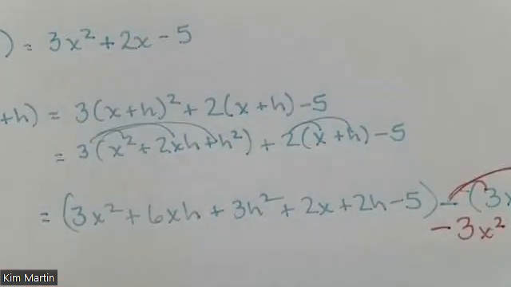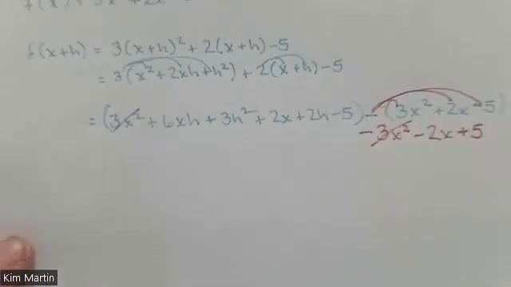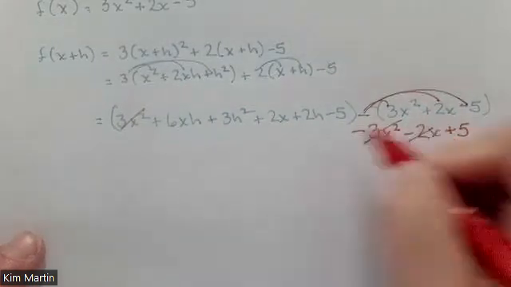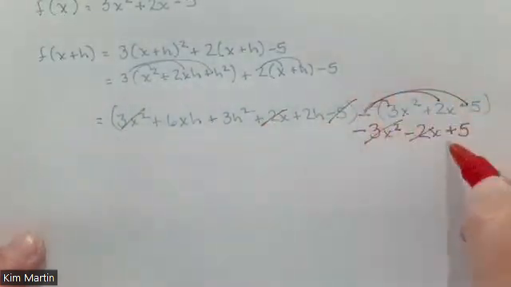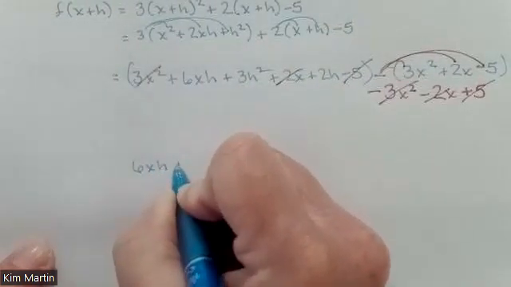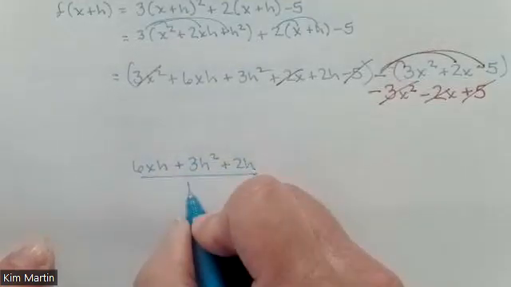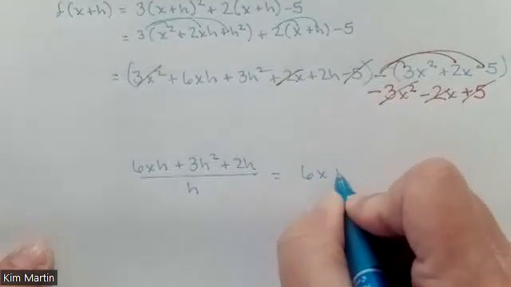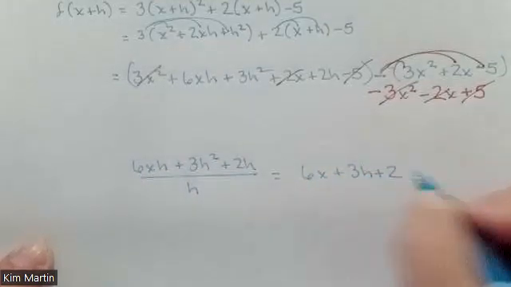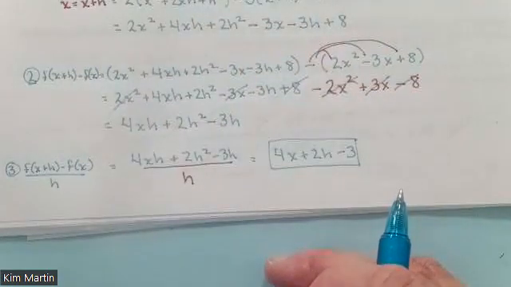And now watch what happens. These cancel. The 2x's cancel and the 5's cancel. So I'm left with 6xh plus 3h squared plus 2h. And now I just divide by h. 6x plus 3h plus 2. See, I can do it shorter, but I need to go through these steps because I don't want to skip steps, but you can.